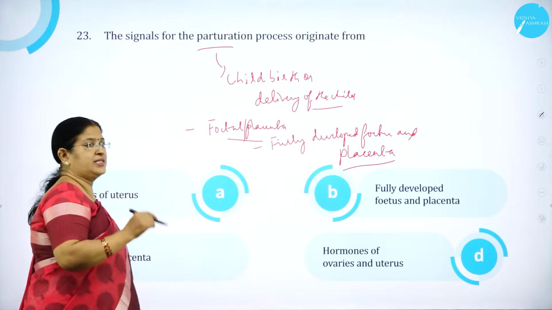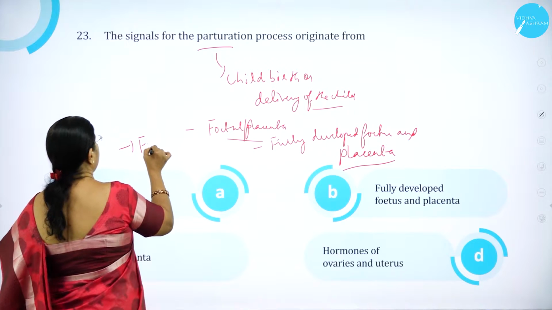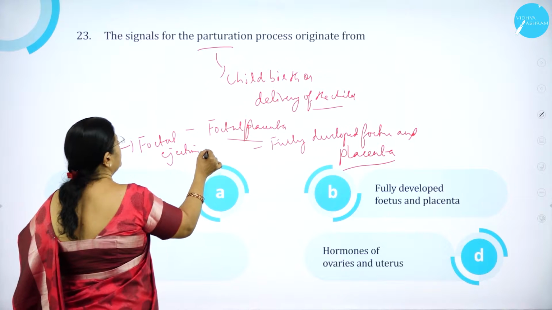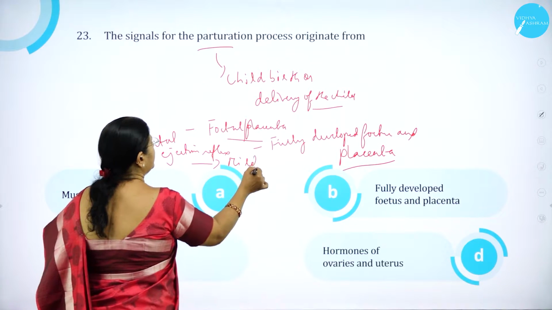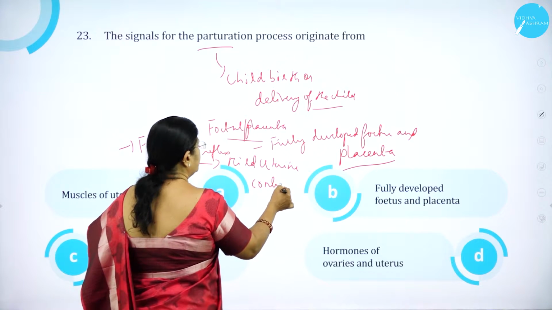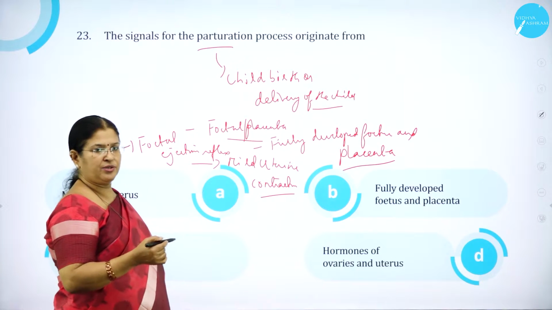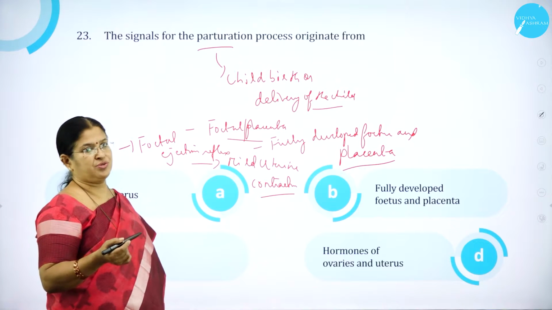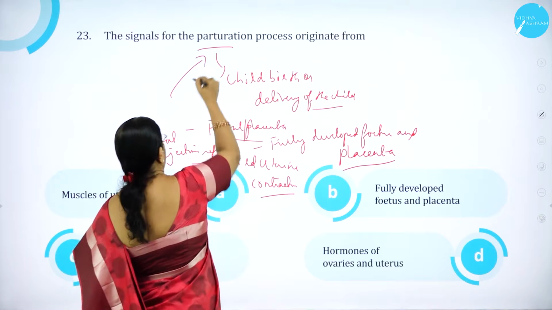So the signals for parturition, and that will lead to what? Fetal ejection reflex, which is nothing but mild uterine contractions. Later on, the signals are sent to the pituitary, which in turn is going to release oxytocin. As you know, oxytocin is called the birth hormone, which is very much important for parturition.